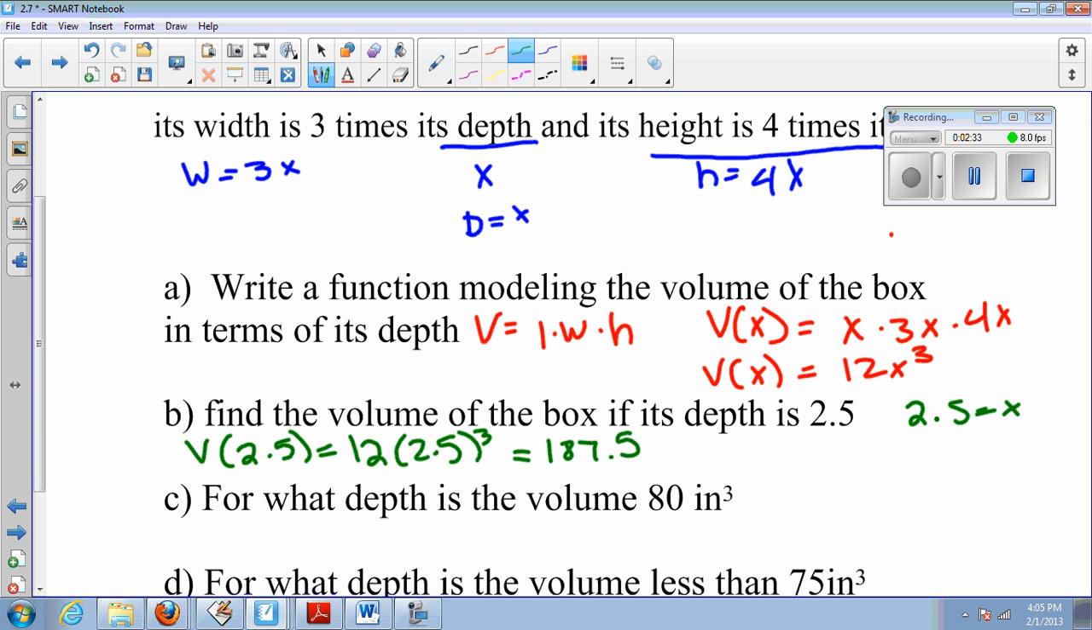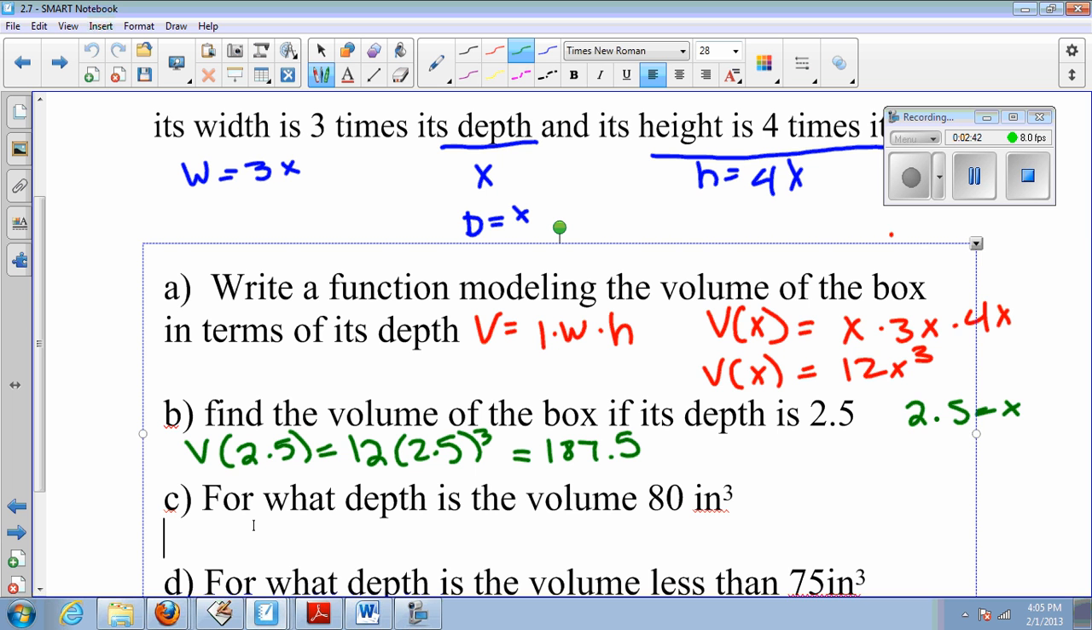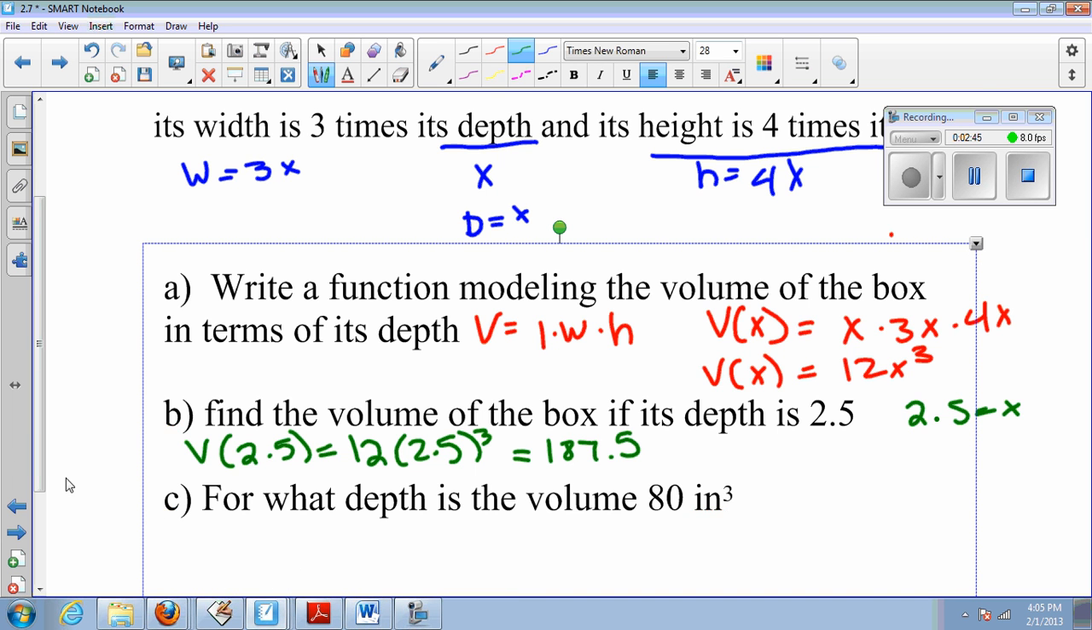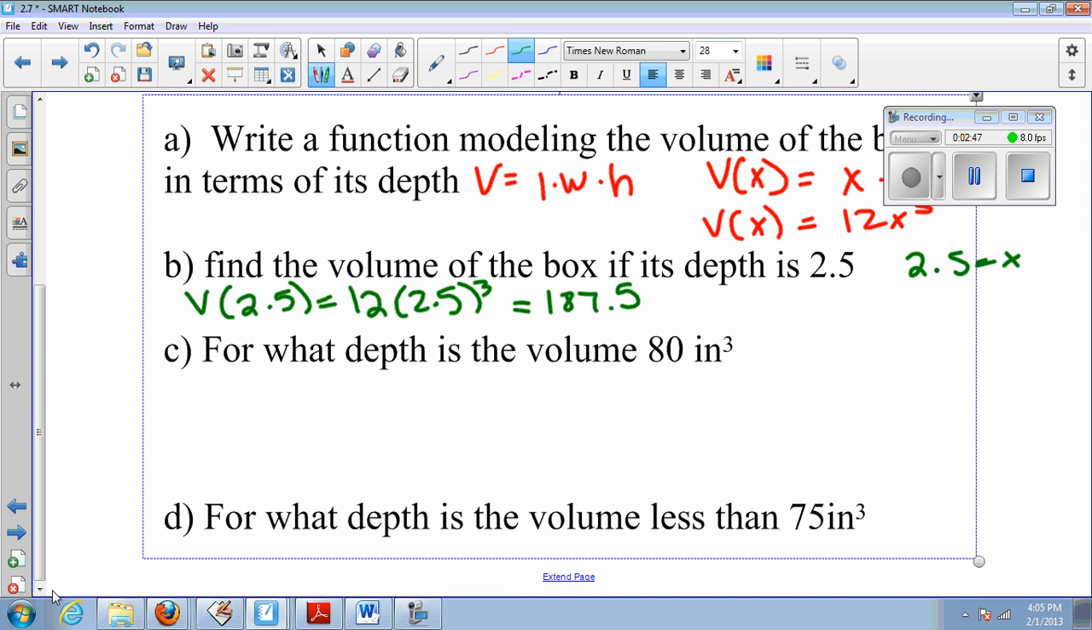For what depth is the volume 80 cubic inches? So that means our total volume is 80. And we have to get there by 12x cubed. So divide by 12 first. And 80 divided by 12 becomes 6.6 repeated equals x cubed.